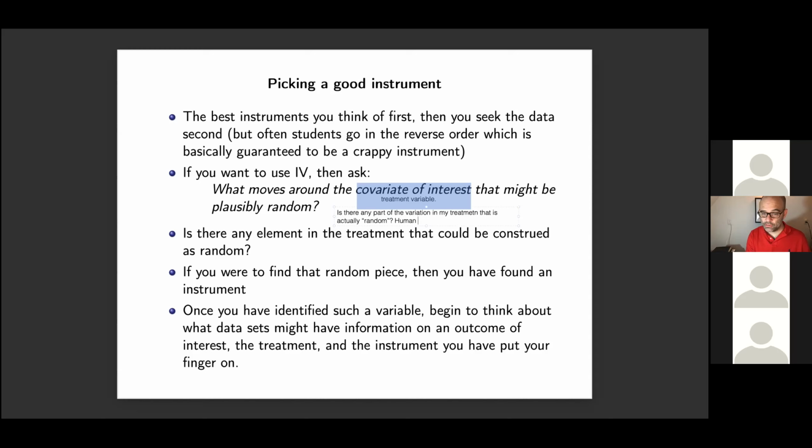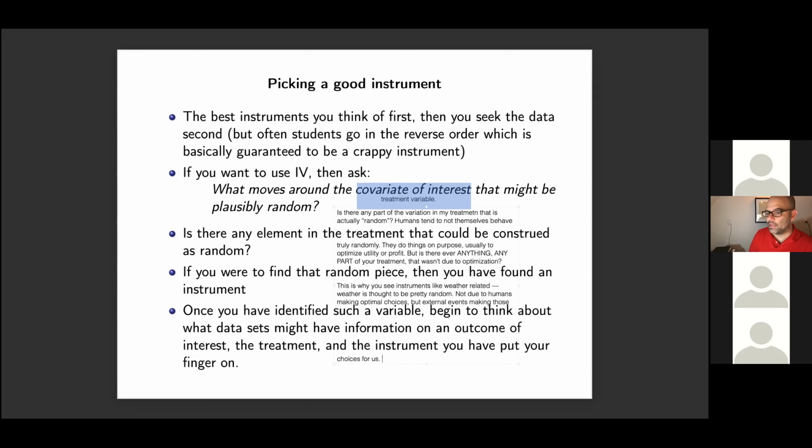You know, humans tend to not behave truly randomly. They do things on purpose, usually to optimize utility or profit. But is there ever any part of your treatment that wasn't due to optimization? This is why you see instruments like windfalls, or basically weather related. Weather is thought to be pretty random, not due to humans making optimal choices, but external events making those choices for us.